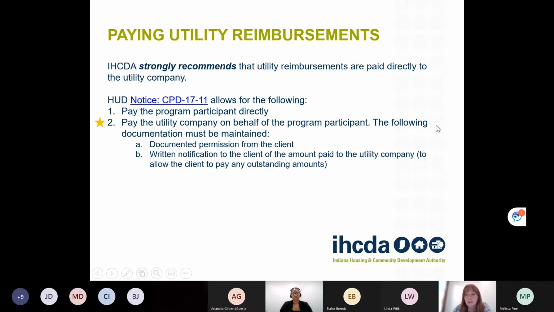In order to do this, there are a few extra things that you have to make sure that you document. So with this, you would need to make sure that you have documented permission from the client to pay the utility company on their behalf. And you would also need to provide the client with a written notification of any outstanding balances and the amount paid to the utility company each month. So this is to allow the client to be able to pay any outstanding amounts if the utility allowance does not already cover that.